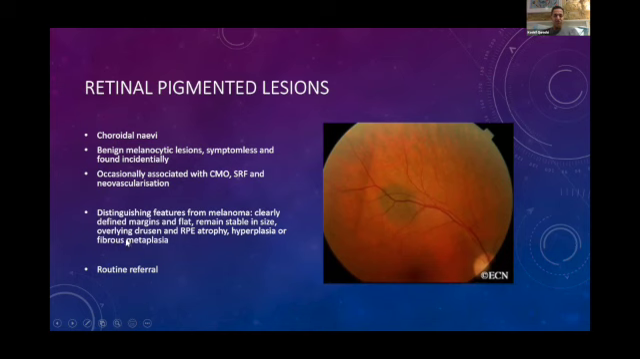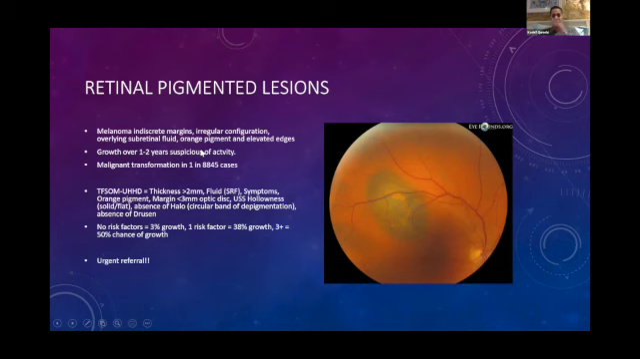Overlying drusen, controversial really, because they can be and they might not be, but overlying drusen generally mean it's been there for a while. RPE atrophy, hyperplasia or fibrous metaplasia. So it can get slightly bigger, slightly more fibrous or hyperplastic. These are routine referrals. They're not urgent referrals or emergency referrals.